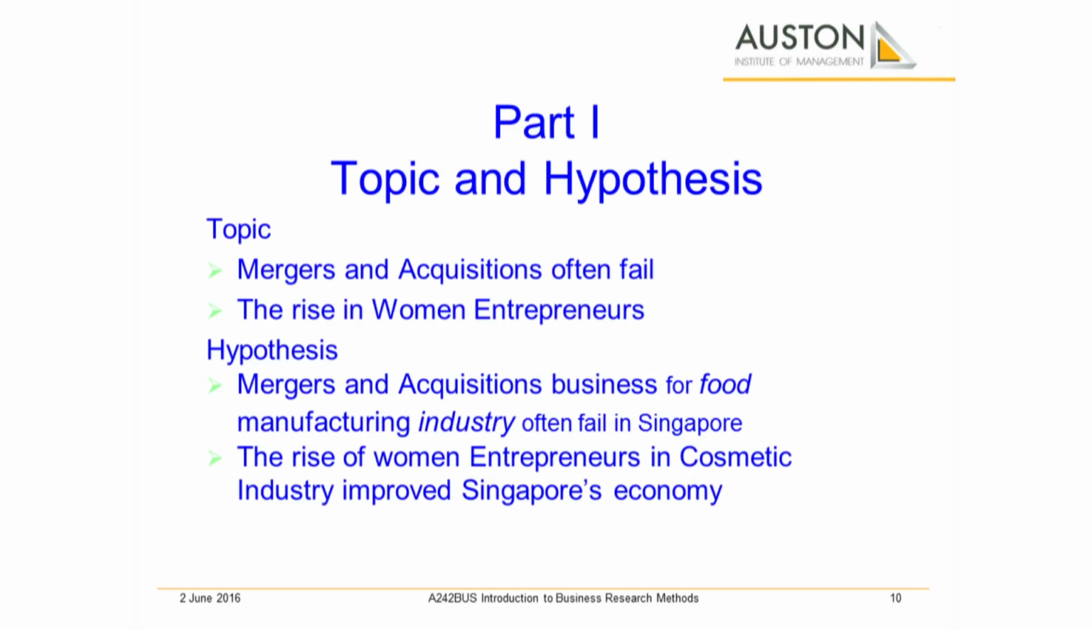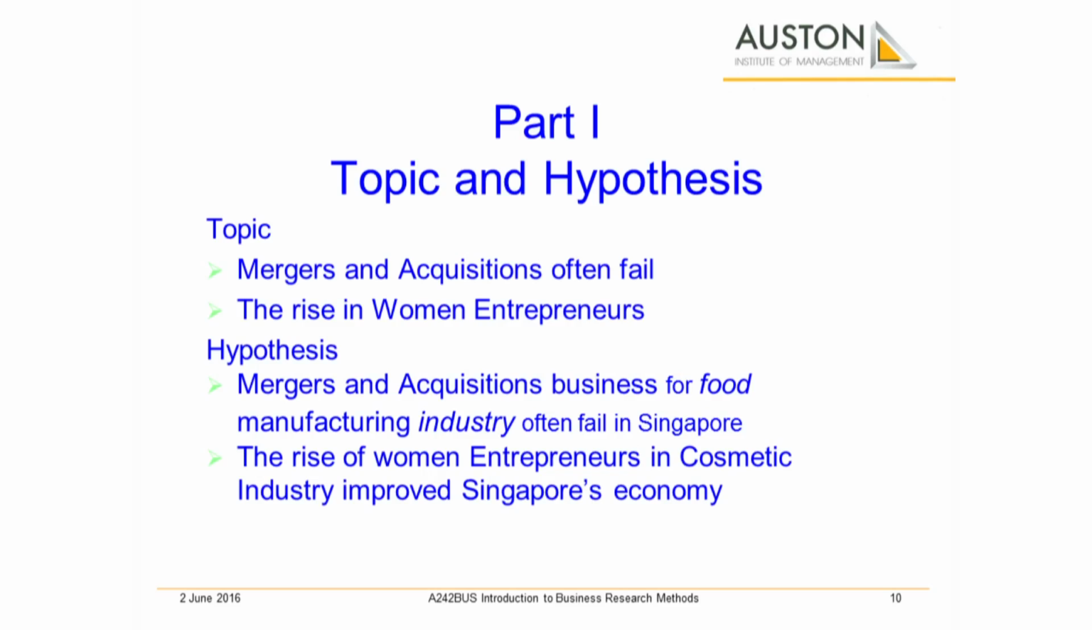Topic. I have one example of topic here which says the rise in women entrepreneurs. Let's say this is the topic that you're interested in and you want to do a research on this area. So you came up with this topic. So how do I derive a title from this topic?